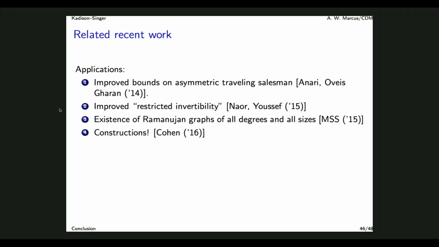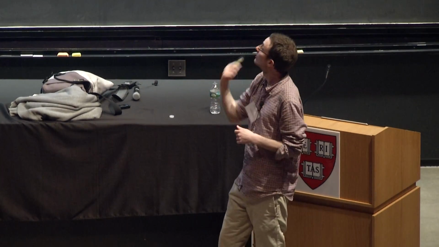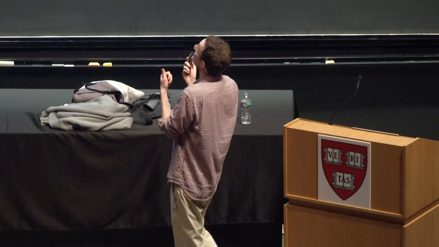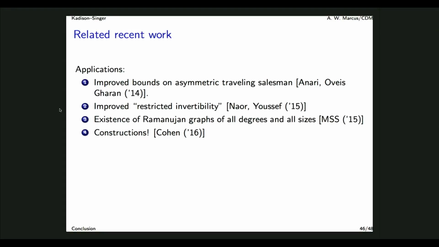Another recent work is the existence of Ramanujan graphs of all degrees and all sizes. But I think probably even more interesting than that is the fact that there's a result of Michael Cohen, who is a grad student at MIT, which actually constructs these things from one of our things. So not only do we have existence of these Ramanujan graphs, we can actually build them in polynomial time.